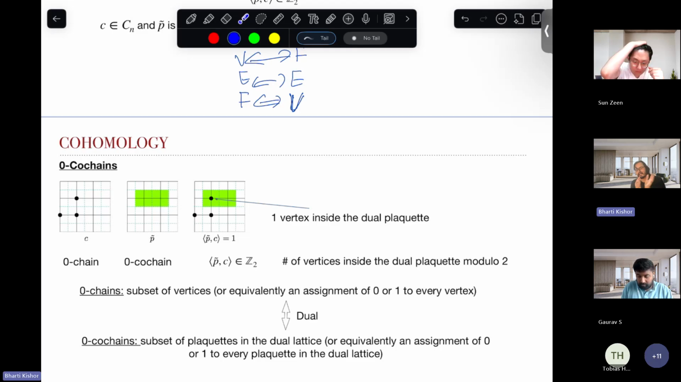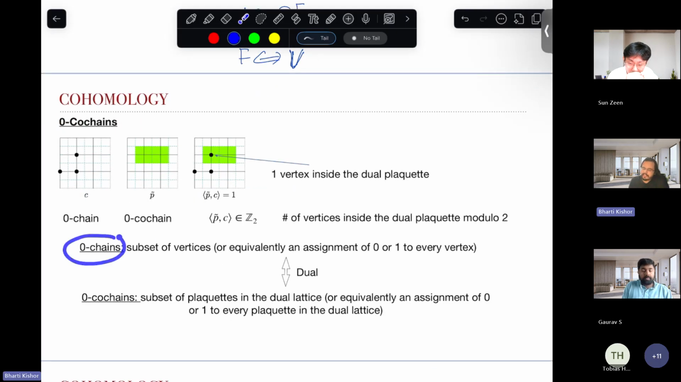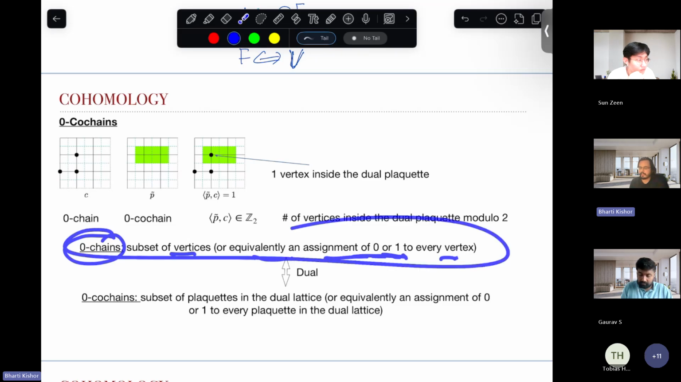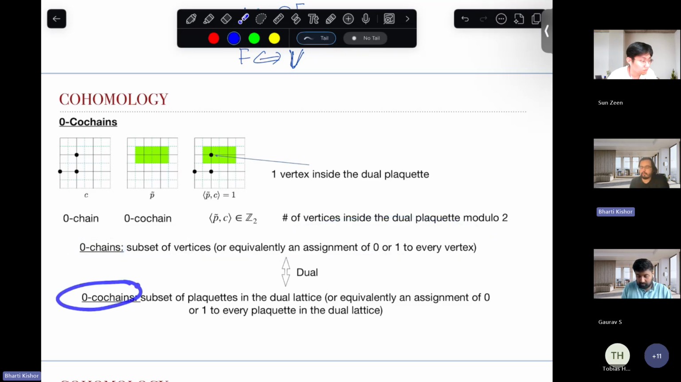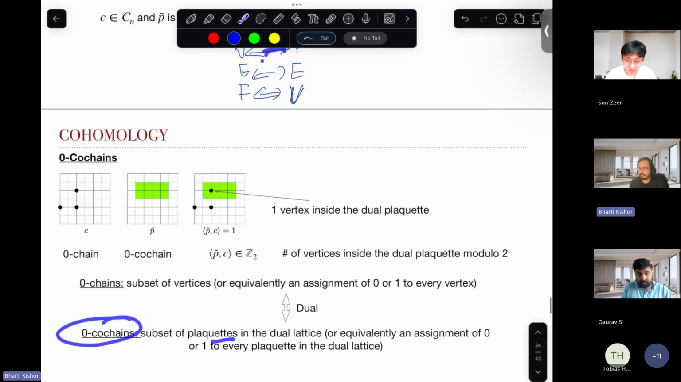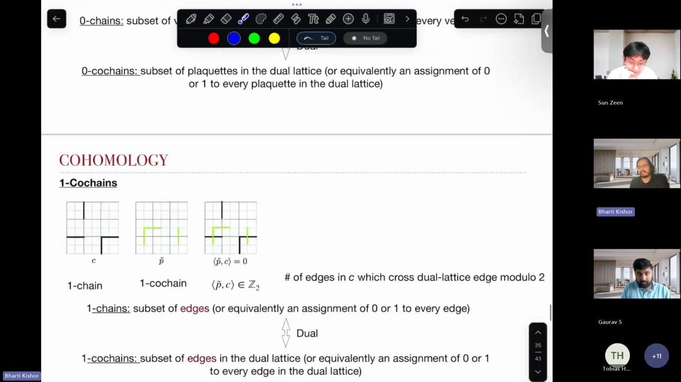So you can always take a zero chain and zero co-chain, and in this manner you can calculate the inner product. So zero chains are subset of vertices or equivalently an assignment of 0, 1 to every vertex. And zero co-chain is subset of plackets in the dual lattice or equivalently an assignment of 0 or 1 to every placket in the dual lattice. I can similarly talk about one co-chain.